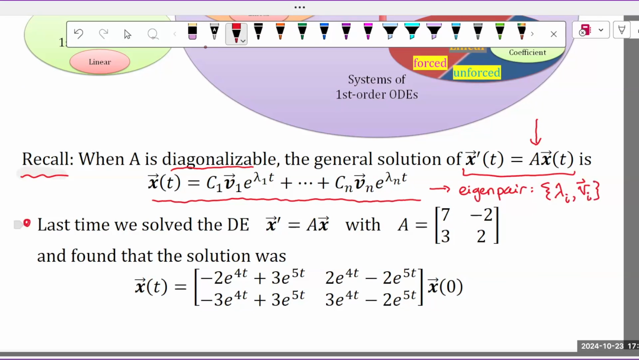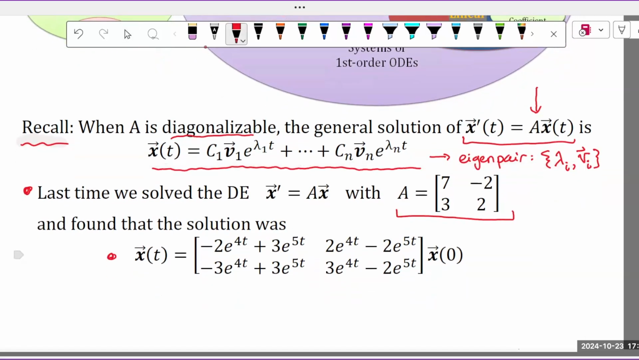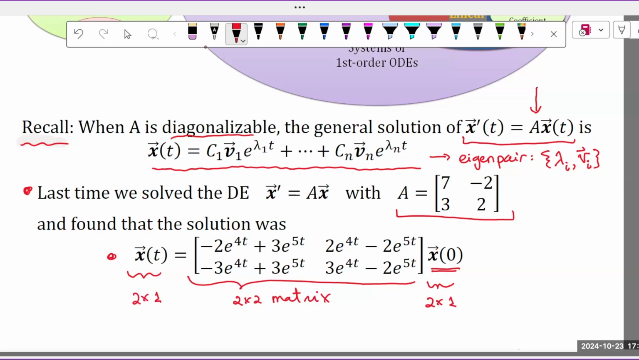All right, we looked at an example last time where our matrix A was this one here, 7, minus 2, 3, 2, and we found the solution. It was given by this matrix times the initial position vector. So this is a 2 by 2 multiplying a 2 by 1 vector, which results in another 2 by 1 vector. This matrix is serving as a linear transformation on our initial position.